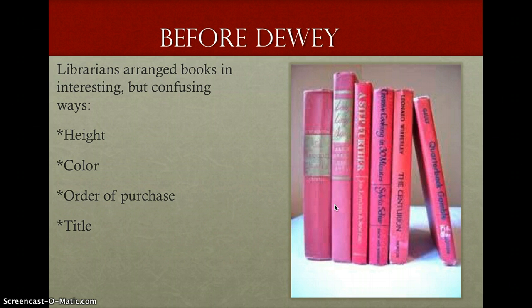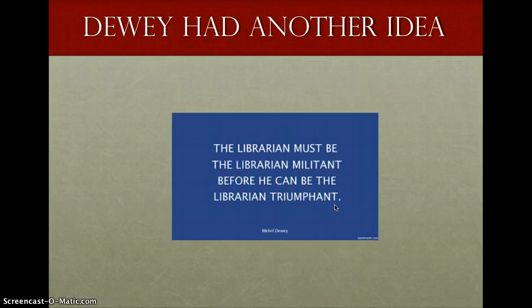Before Dewey, librarians arranged books in interesting but confusing ways. It's hard to find books if they're arranged by height, color, or order of purchase, or by their title. Dewey had another idea. He said, the librarian must be the librarian militant before he can be the librarian triumphant. In other words, librarians must seek change.